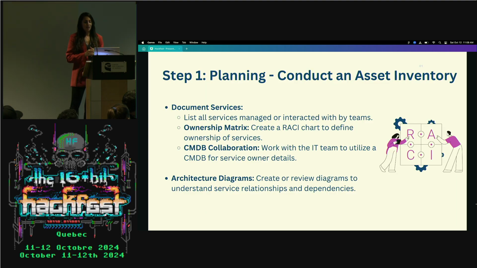In this phase, the first most critical task is conducting a thorough asset inventory. You can't protect what you don't know exists, right? What does this look like? Build a RACI chart, partner with your IT teams, build a CMDB to detail who owns what, and create a lot of architecture diagrams where they don't exist, so you know the relationships between the dependencies.